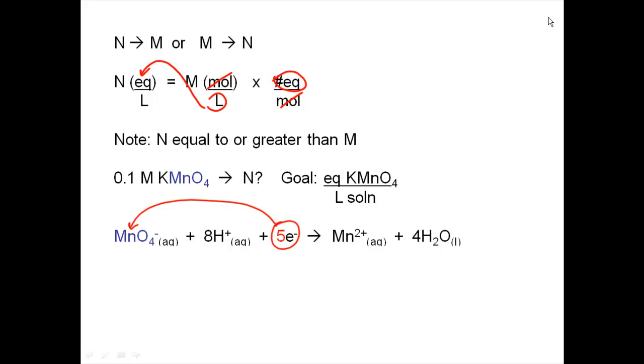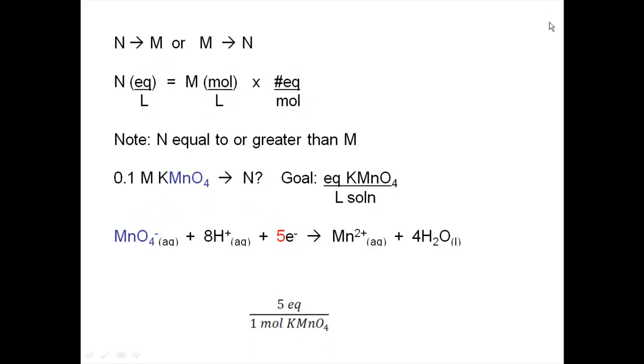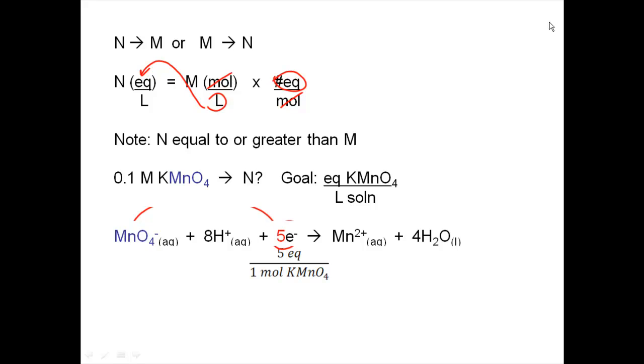or in terms of what we're looking for, potassium permanganate, there's a 1-to-1 between permanganate and potassium permanganate. Therefore, we know that the equivalent there is 5 equivalents per every 1 mole of potassium permanganate. So the calculation would look as follows. We start off with our 0.1 moles per liter of potassium permanganate. That's what I'm trying to convert into normality. I need some conversion factor, which we know is 5 equivalents for every 1 mole of potassium permanganate.